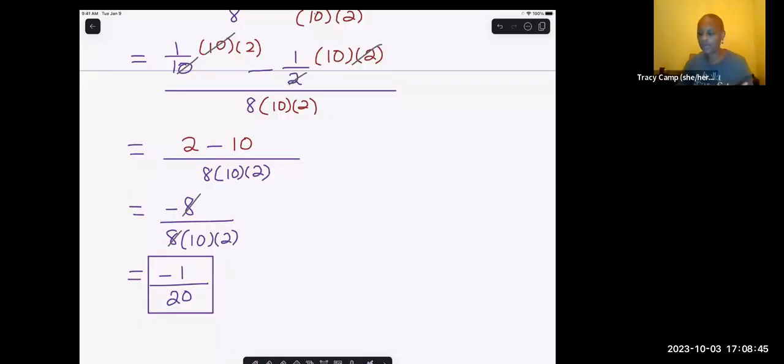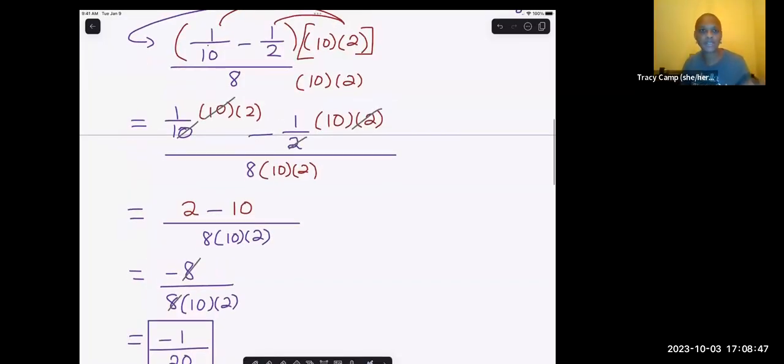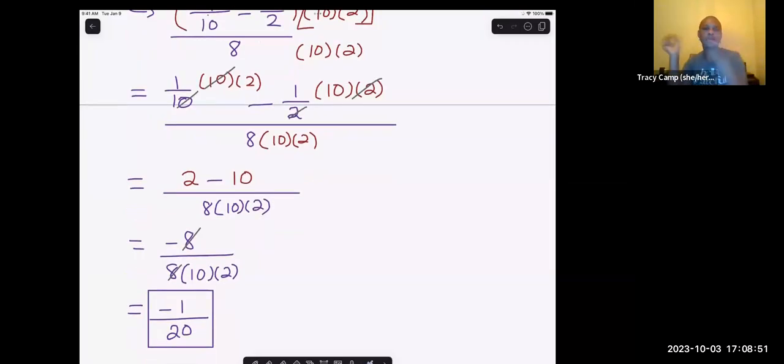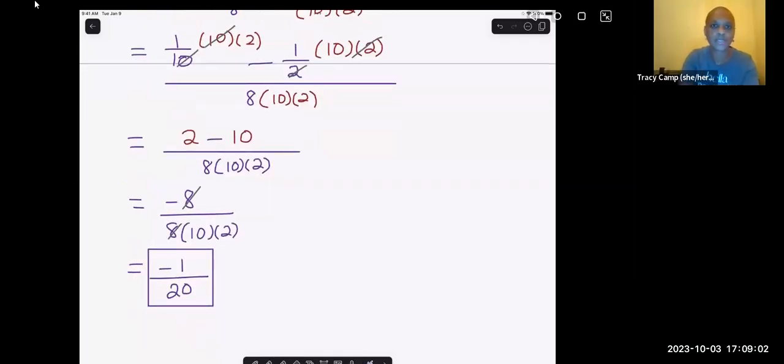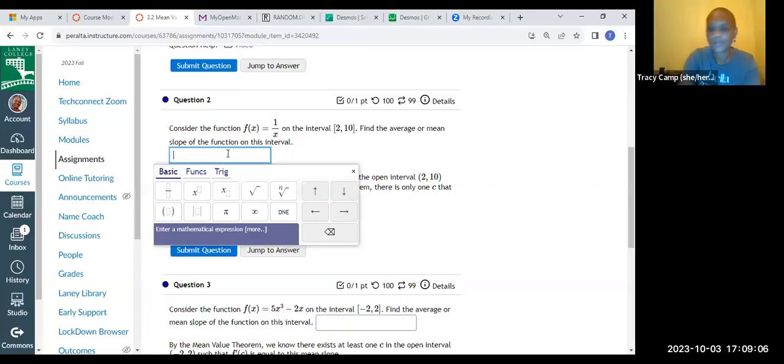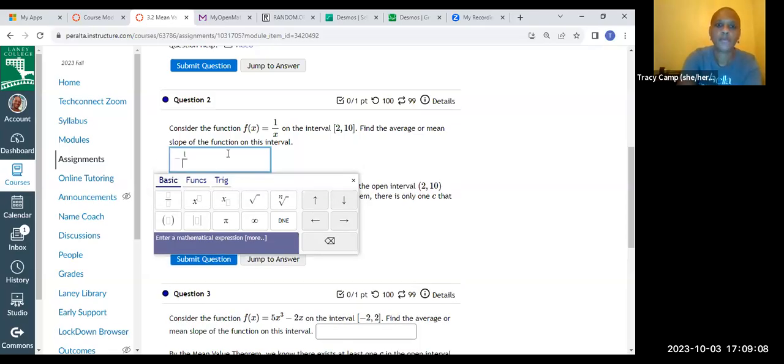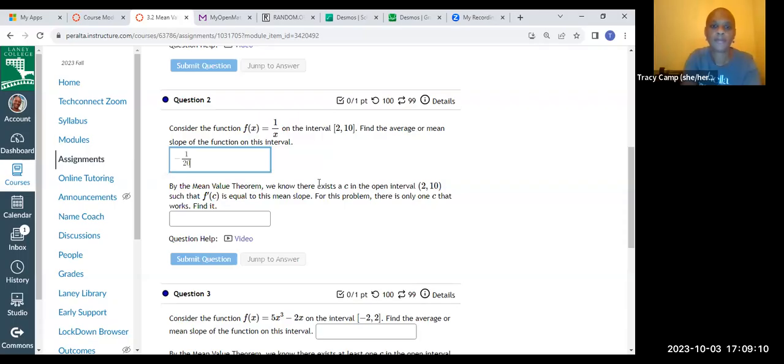If you prefer to just combine your fractions, like 1 over 10 minus 1 over 2, get a common denominator, combine those, and then simplify, that works also. So just do whatever feels more comfortable to you. I'm just doing it the way I've been simplifying these complex fractions since the beginning of the semester. So let's see, I get -1 over 20 for that.